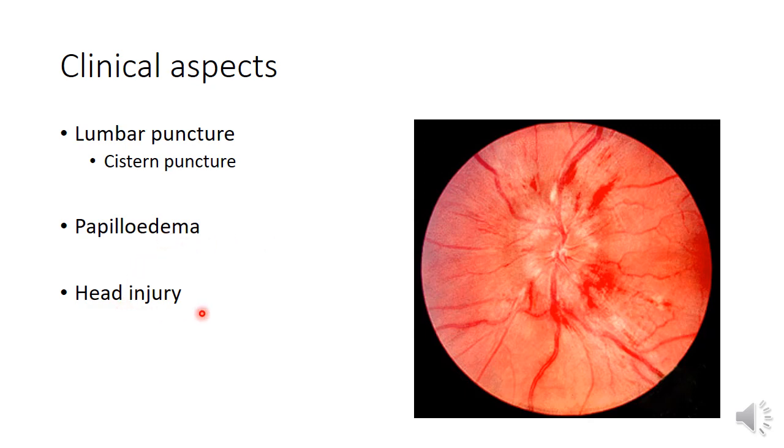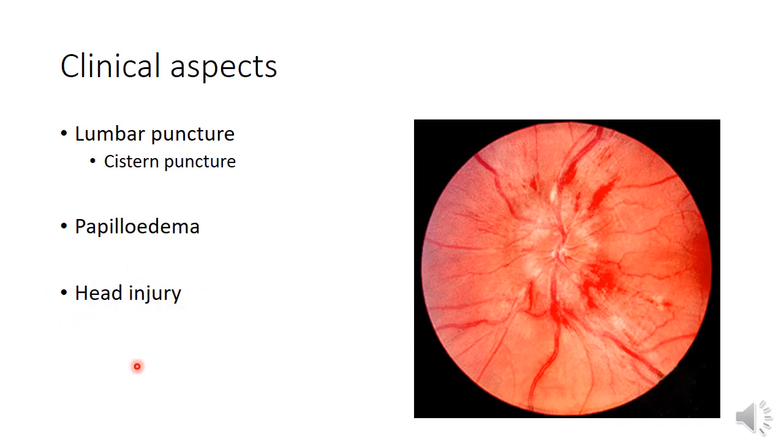The next one is head injury. In any case of head injury, there could be leakage of blood into the ventricles. So in case we do a lumbar puncture, we can find blood cells. If there is blood, you need to make sure that there is no intracranial injury.